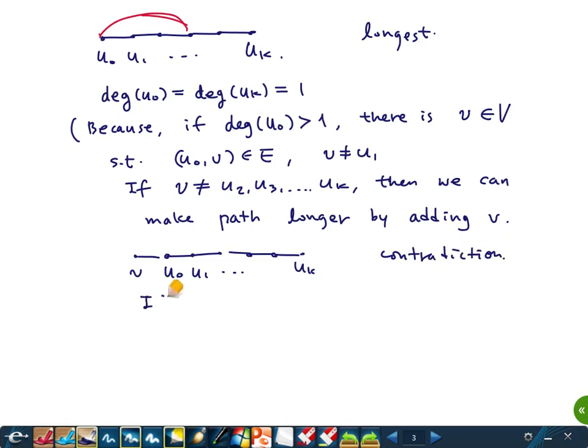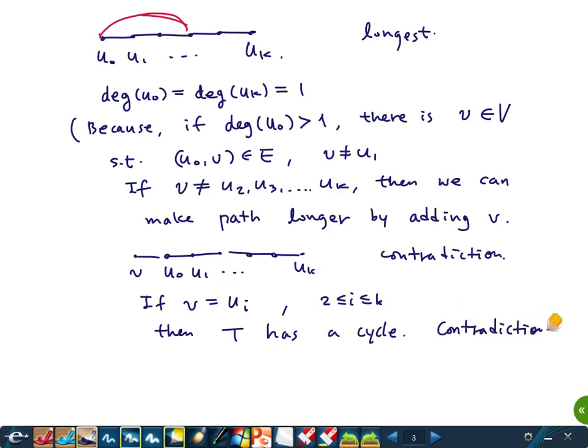But if V is ui for some i, maybe 2 to k, then what happens? Then T has a cycle. But it is acyclic, so it's also a contradiction. Therefore, the degree must be 1. Same for uk.